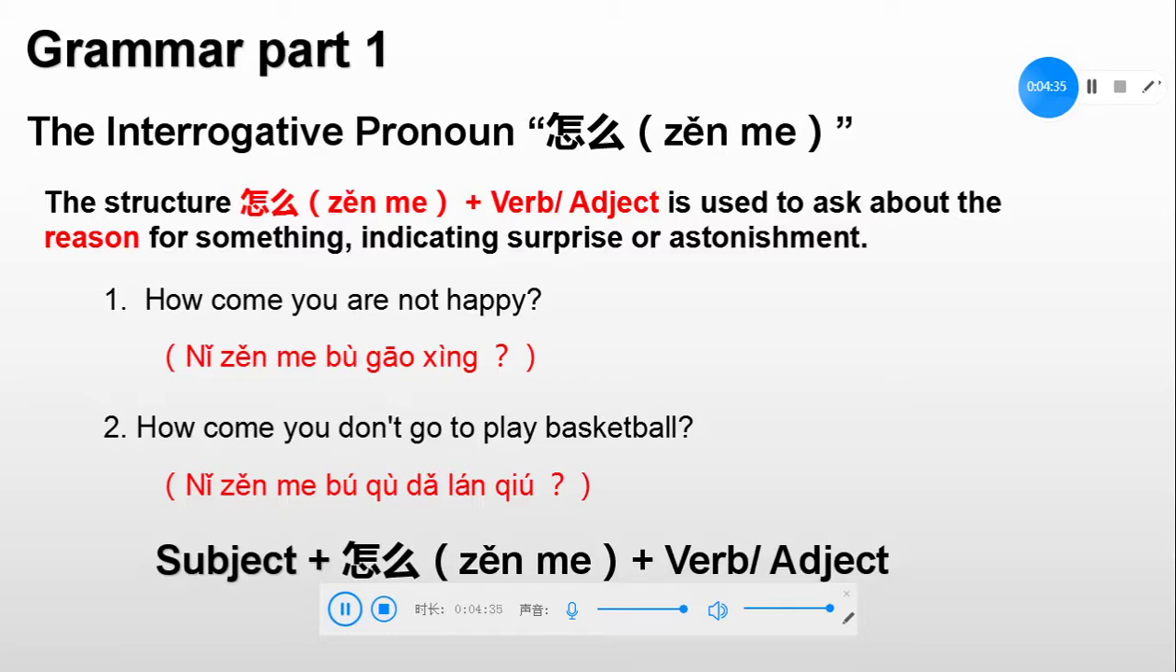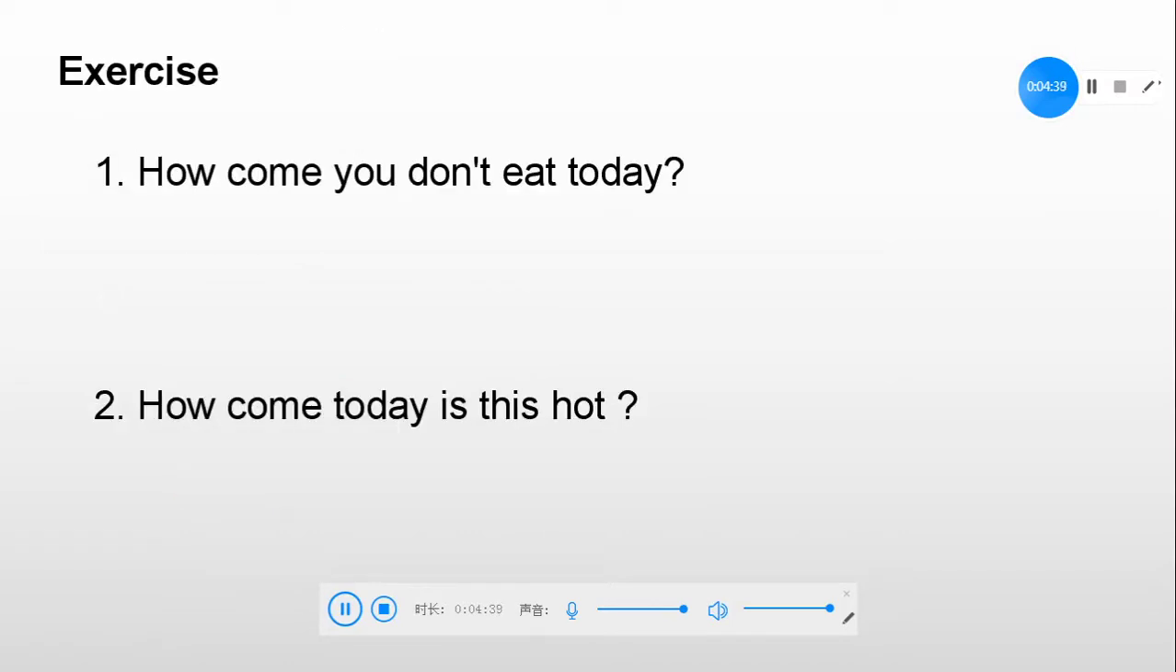Alright, now that we are done with the explanation, we can take a look at this exercise. 1. How come you don't eat today? How come you don't eat today? So try by yourself at first. Which one goes first? You. How come? Second. Not eat. Third. And today.